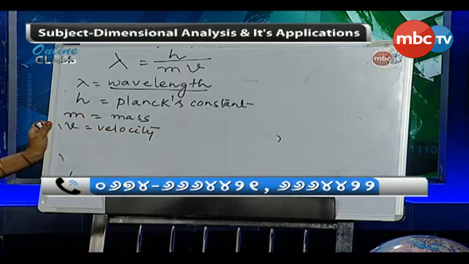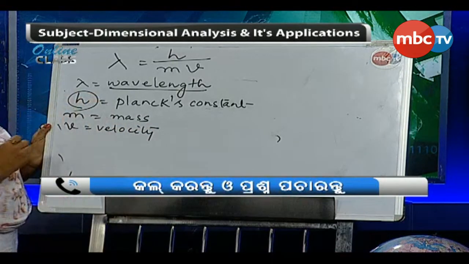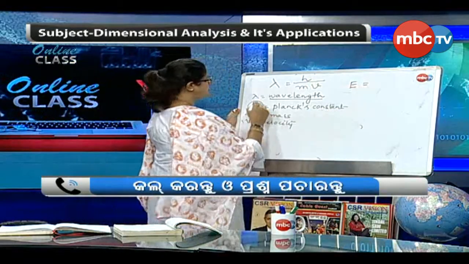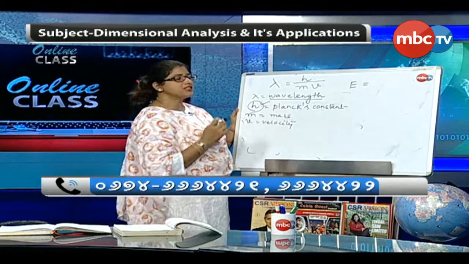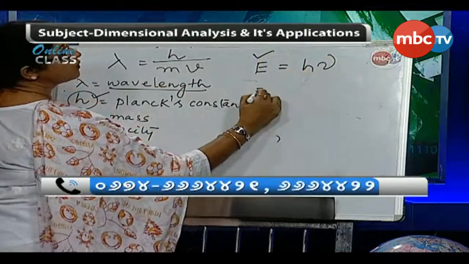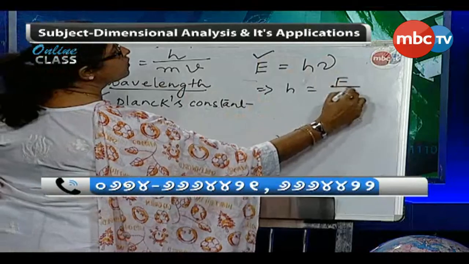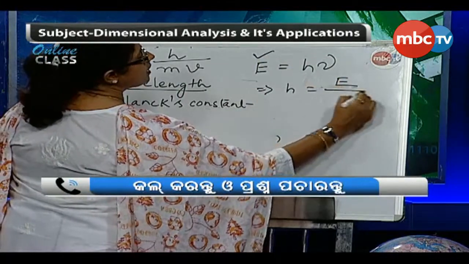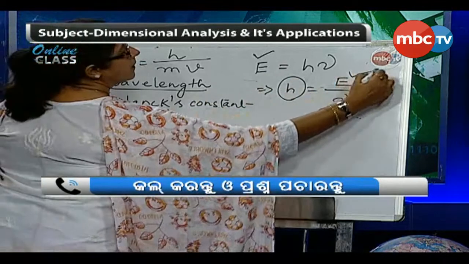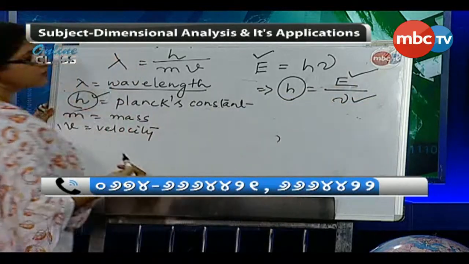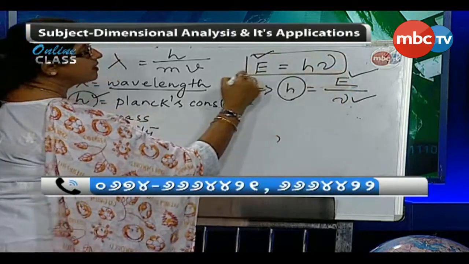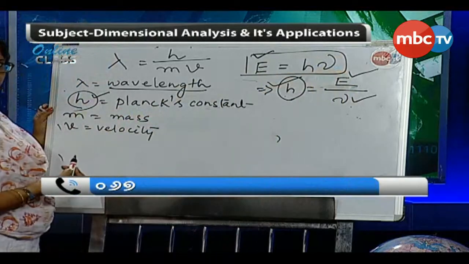Now you don't know the value of H, right? I have not told you. See the formula, how you can calculate the dimension of H. The formula is energy E is equal to H nu, or H is equal to E upon nu. This is Planck's constant. Note it down, be careful, otherwise you cannot solve this. H is equal to E upon nu. From this relation you can get the dimension of H.